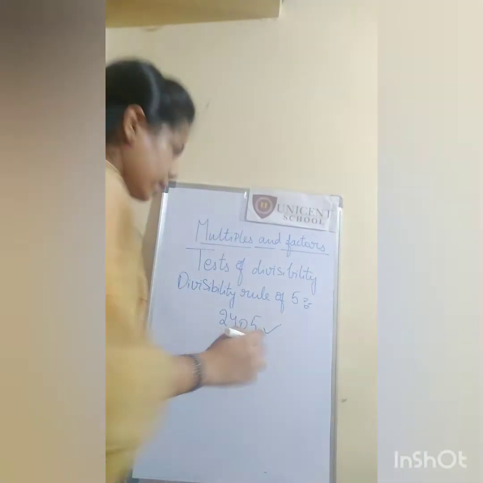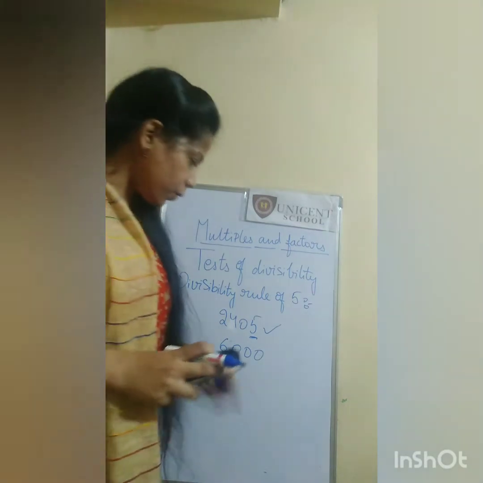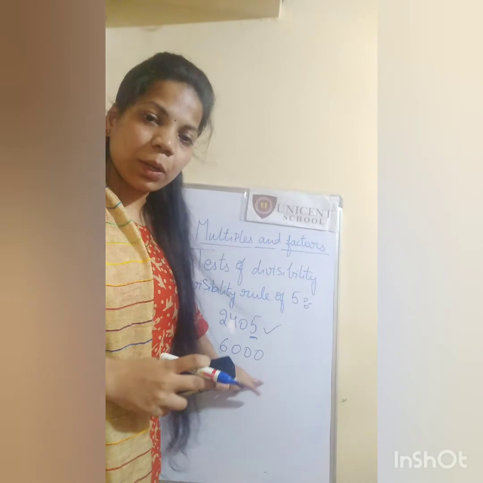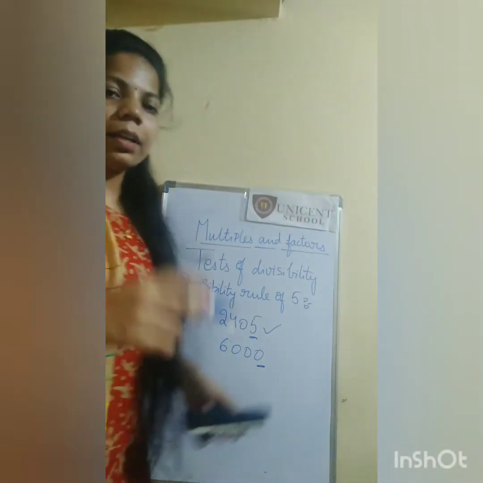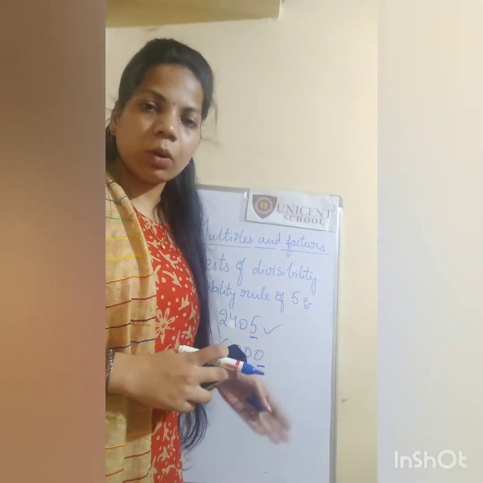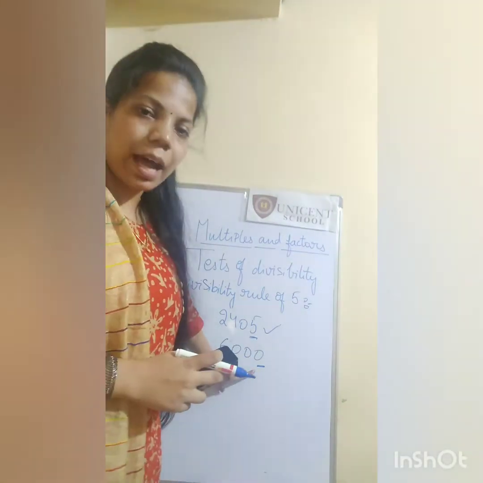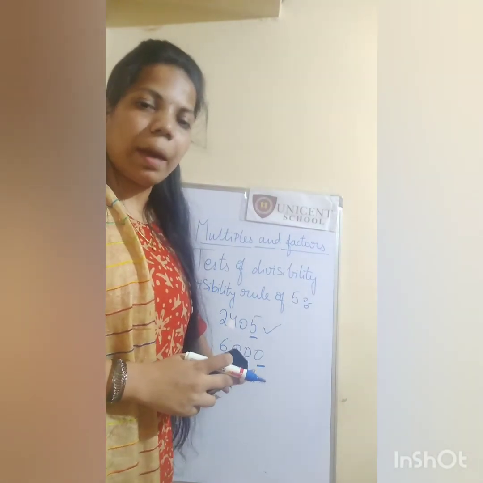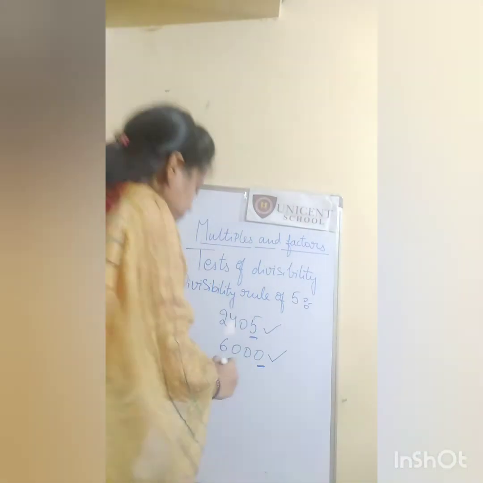Let us take some other example. 6000. If you see, this number 6000 is having 0 in its units place, right? As per the divisibility rule of 5, if the number has 0 or 5 in its units place, the number is divisible by 5. So this number 6000 is having 0 in its units place, so the entire number is divisible by 5. It is divisible.